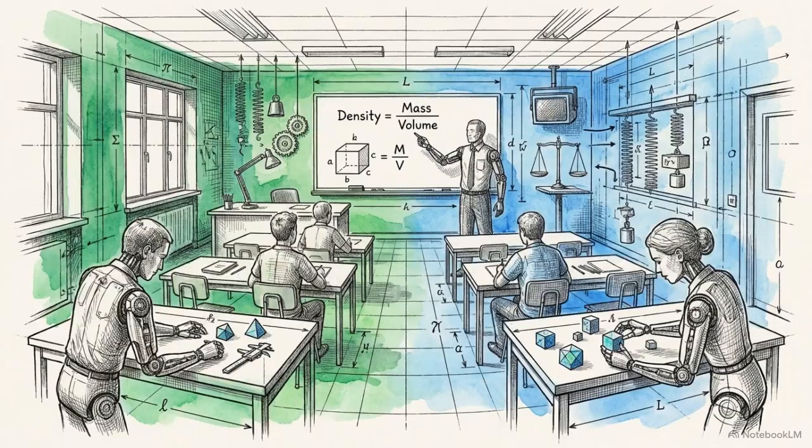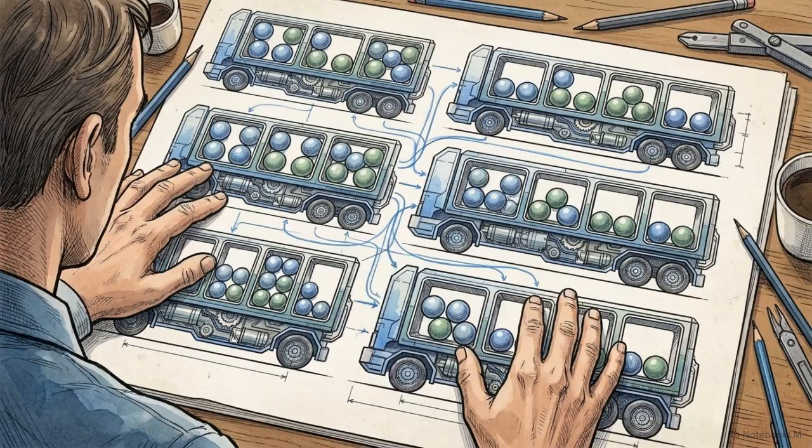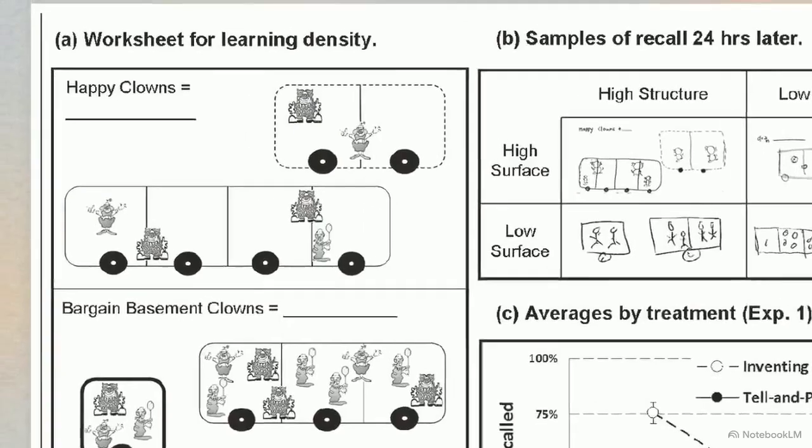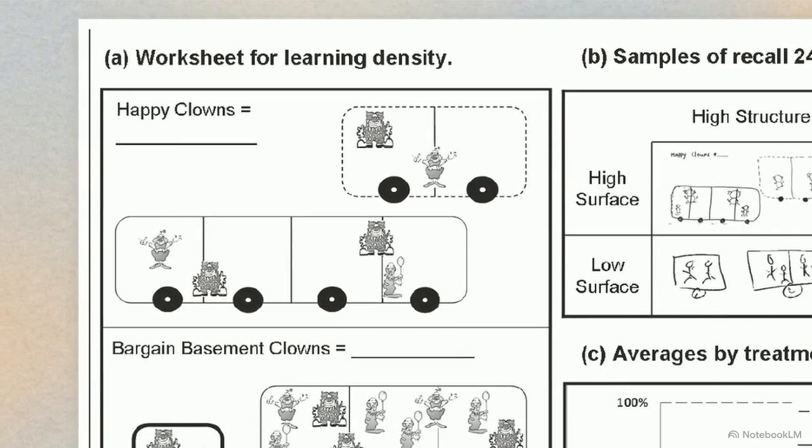Many classrooms use the symbolic to concrete approach. The teacher explains the formula first, and students then apply it to physical examples. To test this, researchers gave middle schoolers a worksheet designed to teach the concept of density. This worksheet describes companies shipping clowns and buses. It's filled with surface features, clown illustrations and graphics irrelevant to the math. But the deep structure is hidden in the ratios. The first company uses different-sized buses, but always maintains 1 clown per compartment.